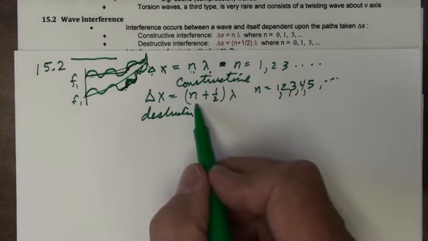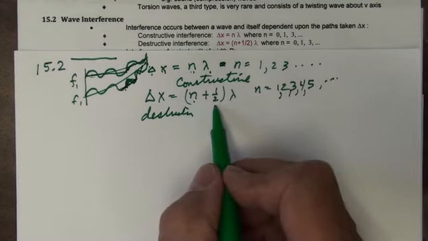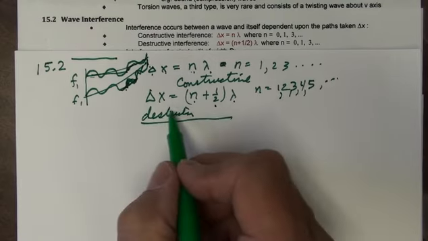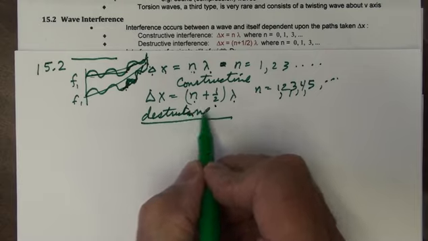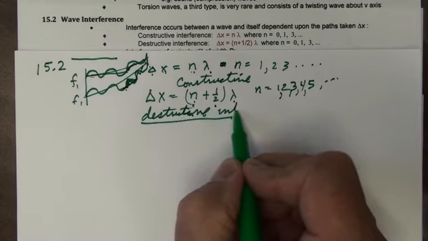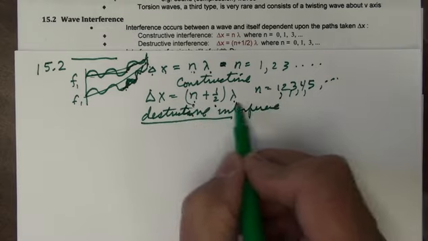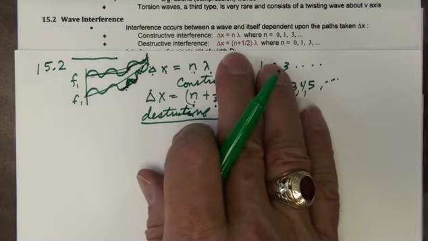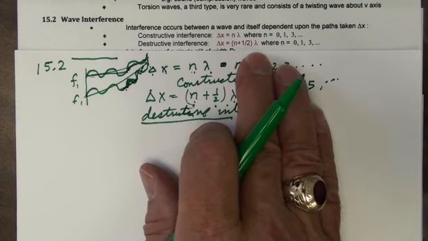So anytime I have an integer number of wavelengths and then another half of a wavelength, then in fact I'm going to get destructive interference. Destructive interference arises when I have an integer number and then another half of a wavelength.